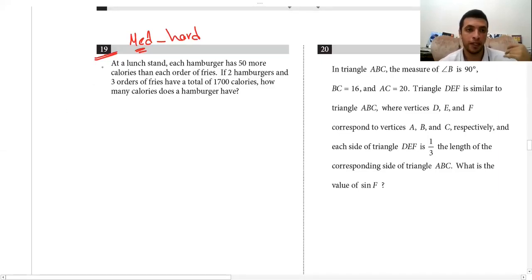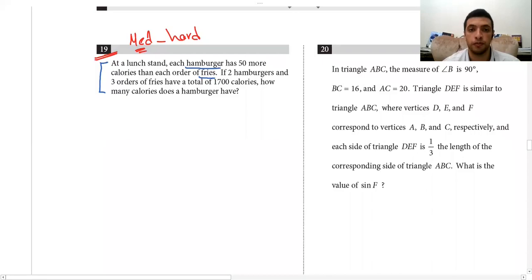All right, let me read it. At a lunch stand, each hamburger has 50 more calories than each order of fries. If 2 hamburgers and 3 orders of fries have a total of 1,700 calories, how many calories does a hamburger have? I'm going to think about which lesson I'm going to use because I have a little experience in these questions. I see that he's comparing between two things, hamburger and fries, which means I'm going to use a system of equations. I'm going to translate this problem into two equations.